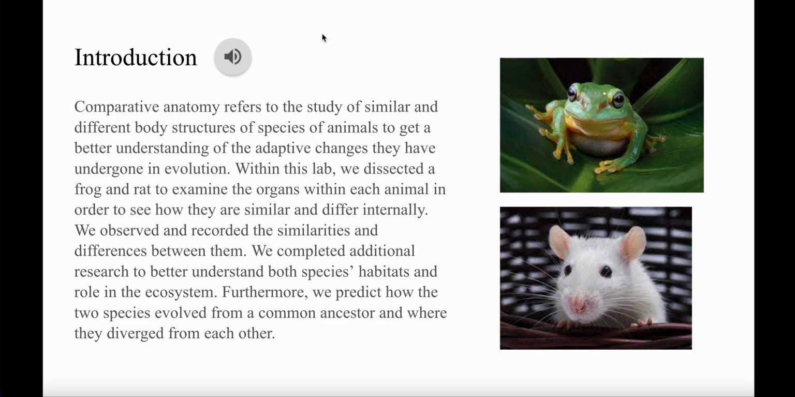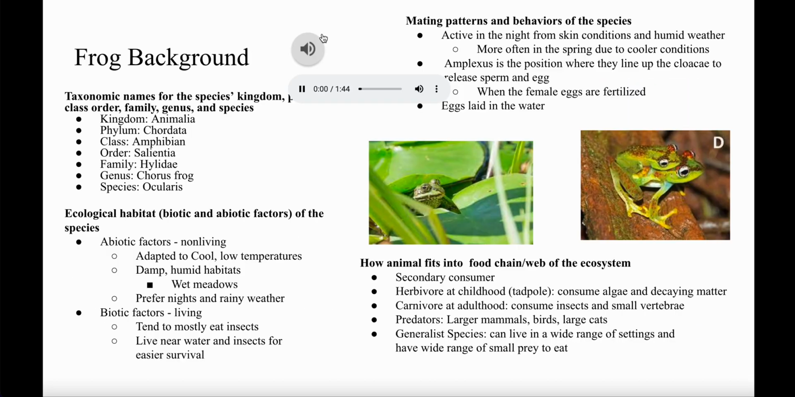We completed additional research to better understand both species' habitats and role in the ecosystem. Further, we predict how the two species evolved from a common ancestor and where they diverged from each other. Here is the grass frog's background.